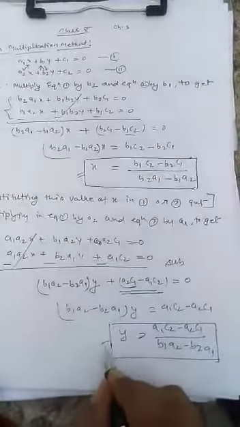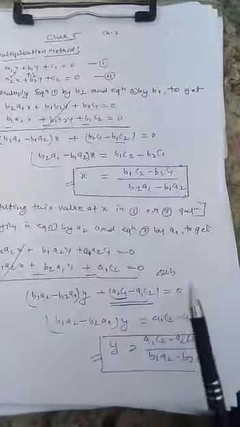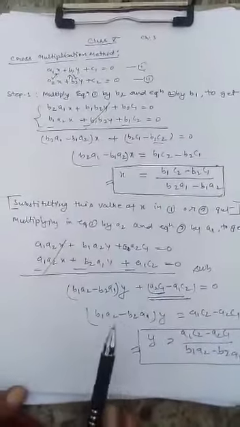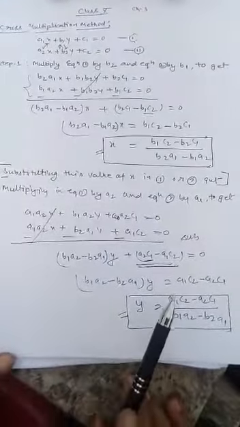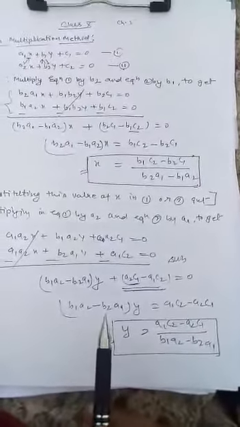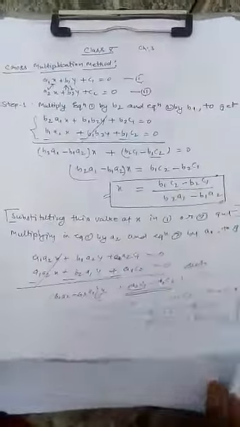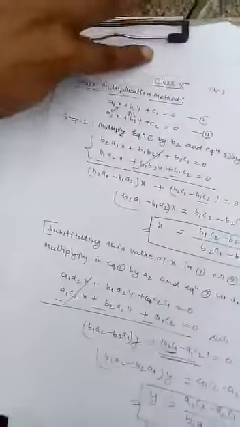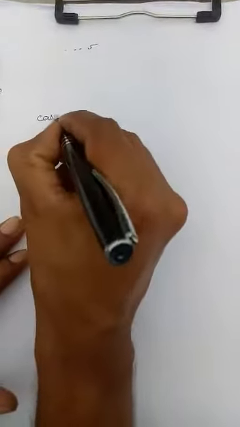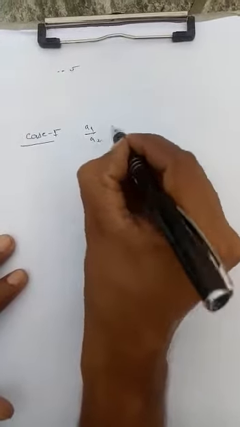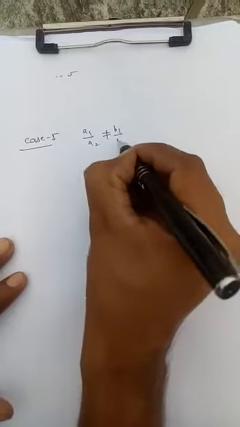Now this is the direct formula for the cross multiplication method that we can use, and this is a verification of cross multiplication by the elimination method. Now while using it, we have a few conditions. Let us see what they are. First is case 1, where we get a1 upon a2 not equal to b1 upon b2.